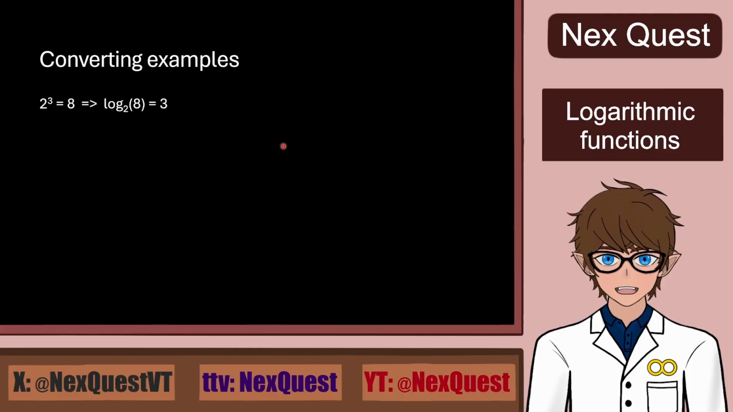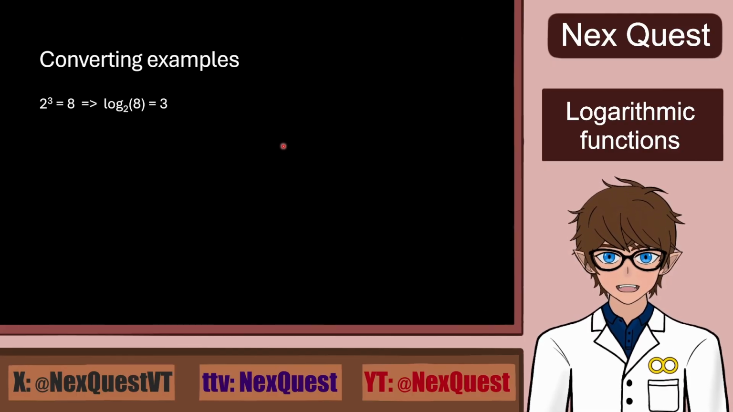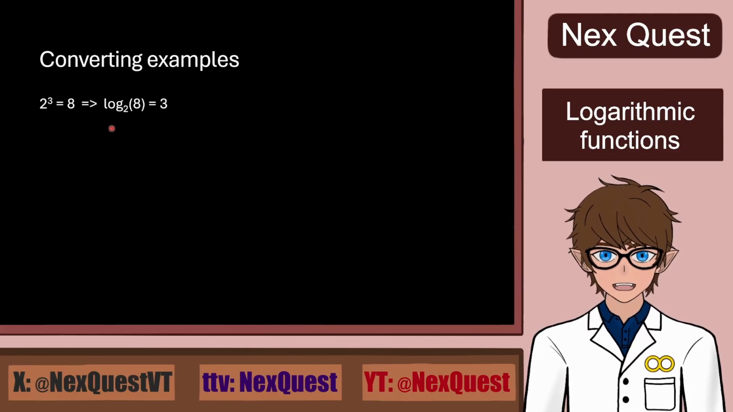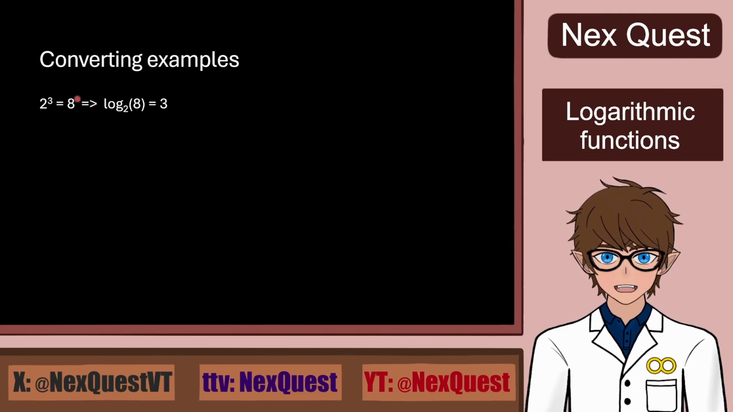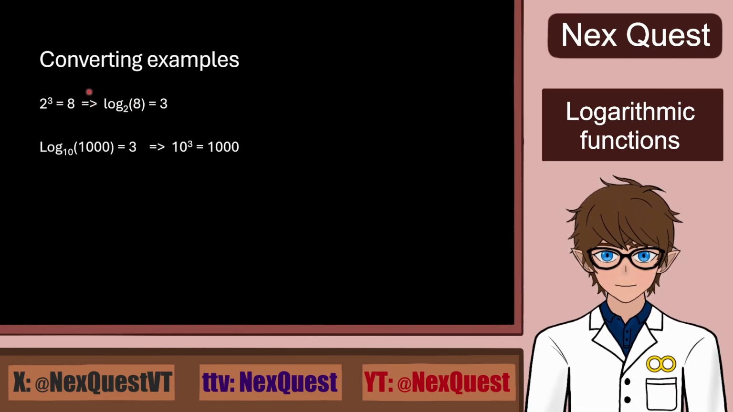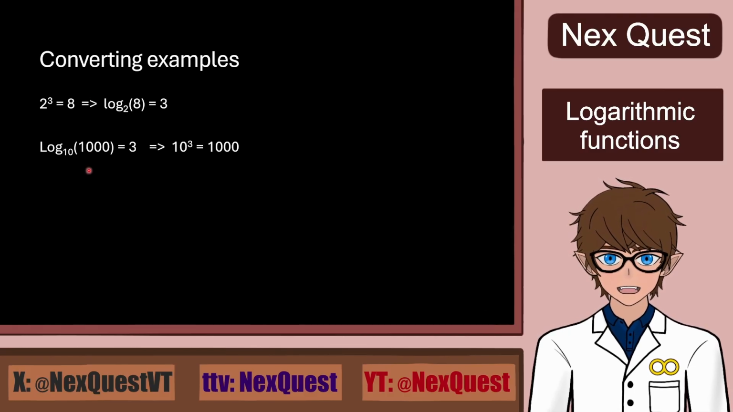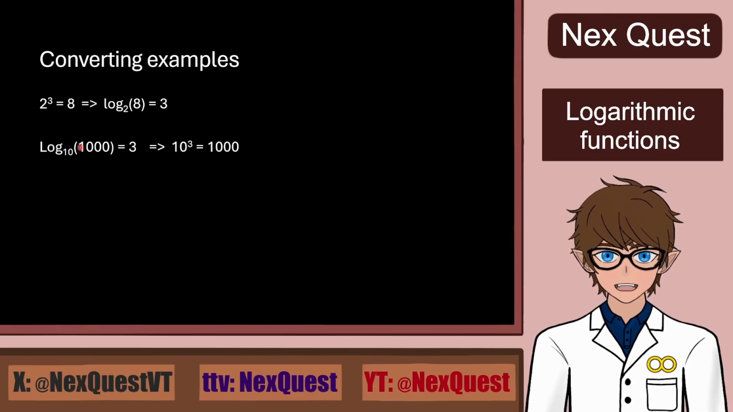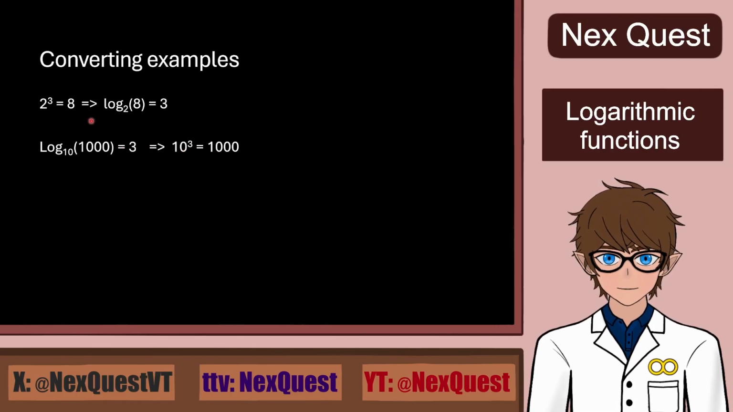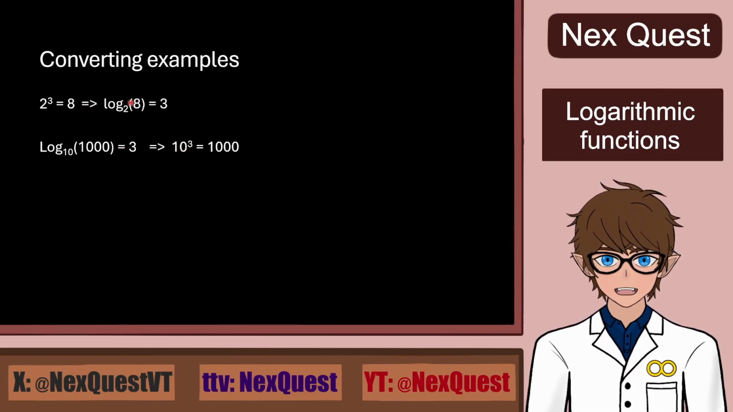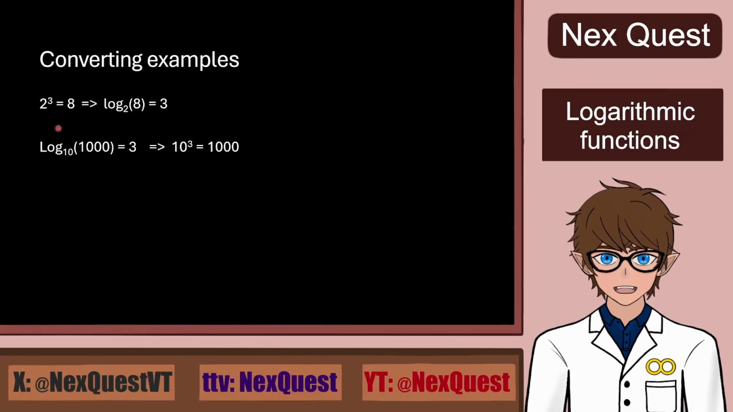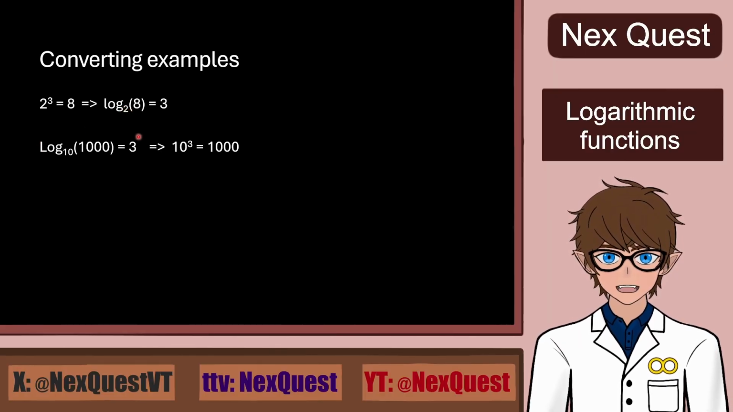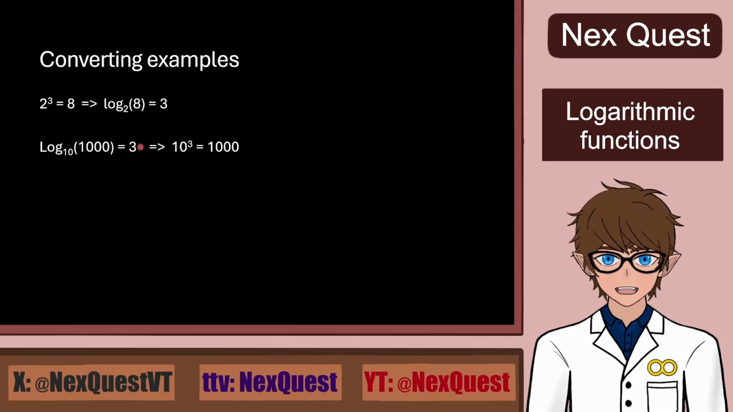Let's see some examples. We know that 2 to the power of 3 is 8, which means that the log of 8 with base of 2 is 3. That's just the basic conversion that we just saw. Another example is log of 1000 with base of 10. We know that putting 10 to the power of 3 will give us 1000, so the result is 3. You could also just take this number and divide it by this one until you get 1, but that's only for logarithms that give us whole numbers or natural numbers.